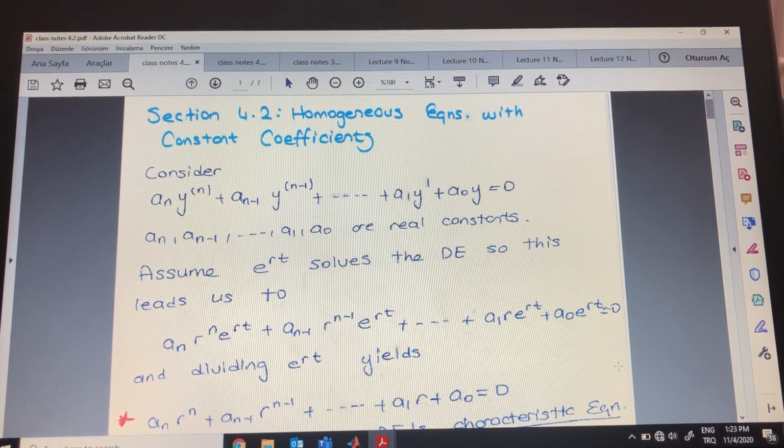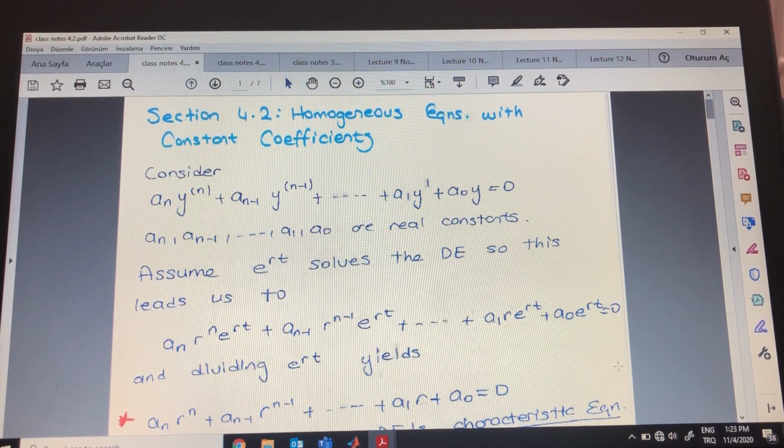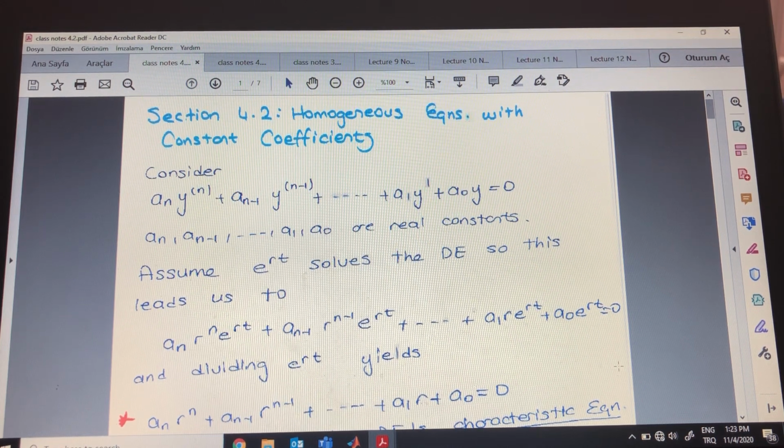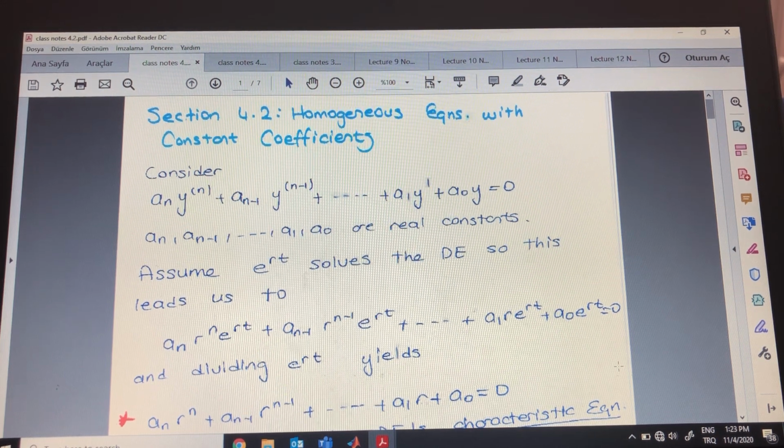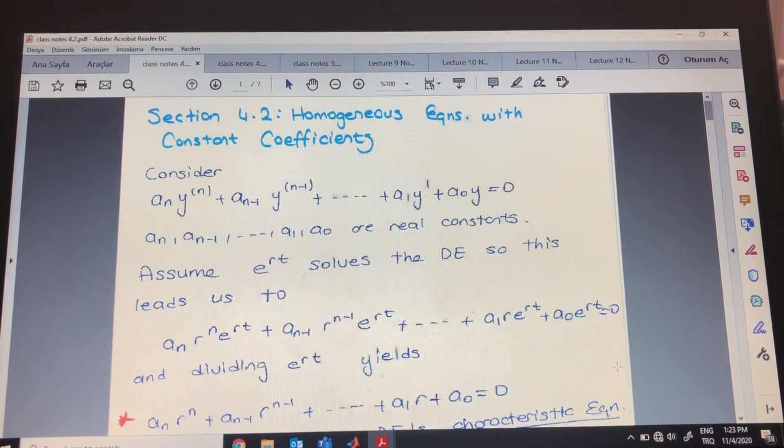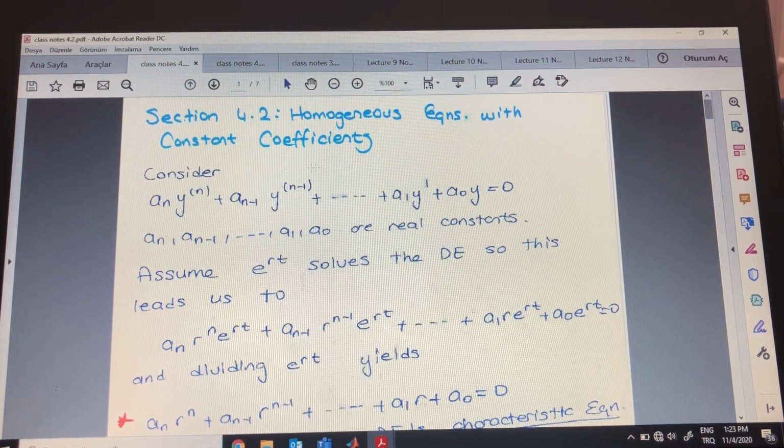Okay, now we will talk about how we can solve nth order constant coefficient homogeneous differential equations. So far we talked about the first order and second order, and now we will generalize what we have known. Let's see in here. This is our nth order differential equation general form.